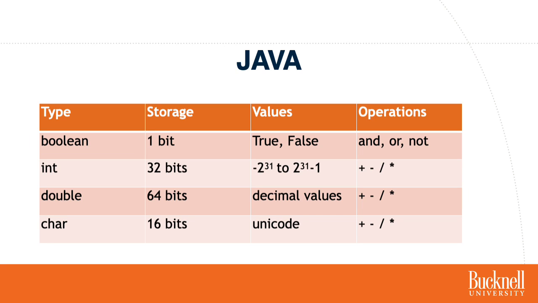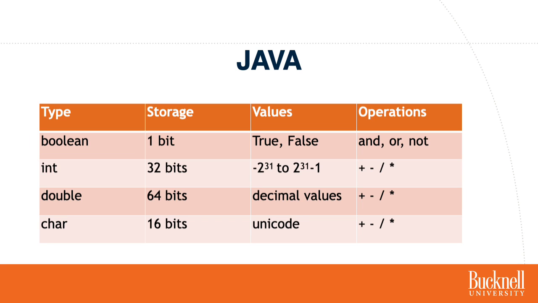Java in particular uses fairly strict typing. Java's data types include booleans, which are stored with 1 bit and have the values true or false, and the operations and, or, not. Integers, which have 32 bits, and a range of values that can be represented within those 32 bits, ranging from negative 2 to the 31st to 2 to the 31st minus 1, and can be added, subtracted, divided, or multiplied. Doubles are 64-bit floating point numbers and can similarly have arithmetic operations performed on them.